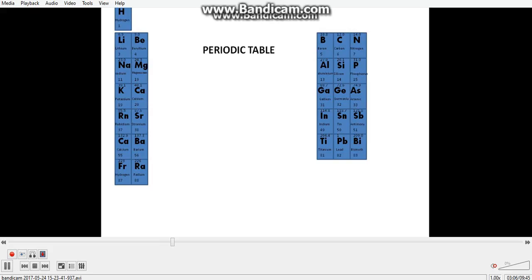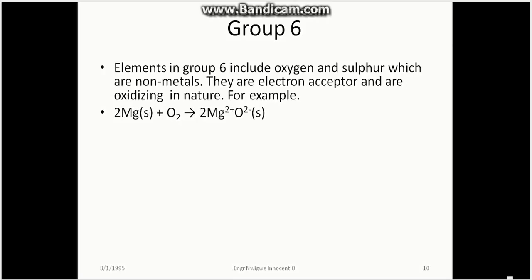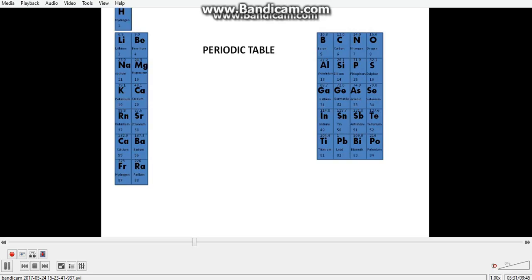Group 6. Elements in group 6 include oxygen and sulfur, which are non-metals. They are electron acceptors and are oxidizing in nature. For example, 2 molecules of magnesium solid plus 1 molecule of oxygen give 2 molecules of magnesium ion and oxygen negative ion.